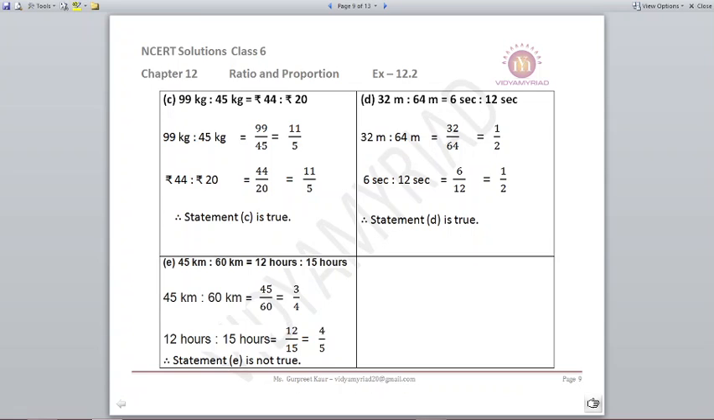D part. 32 meters is to 64 meters gives a ratio of 1 upon 2. 6 seconds is to 12 seconds gives the ratio of 1 upon 2. Both are the same, so the statement is true. Next, 45 kilometers to 60 kilometers. The ratio comes to 3 upon 4. 12 hours is to 15 hours. Again the ratio comes to 4 upon 5, which is not the same. That means our statement is not true at all.